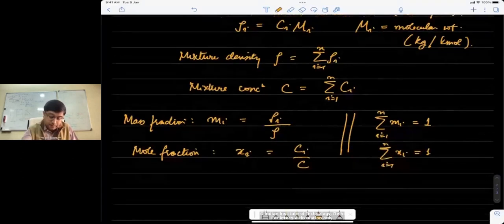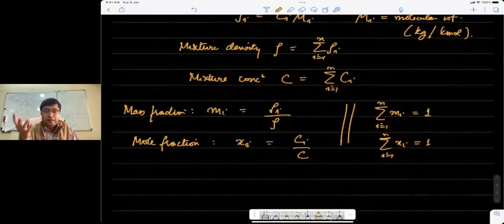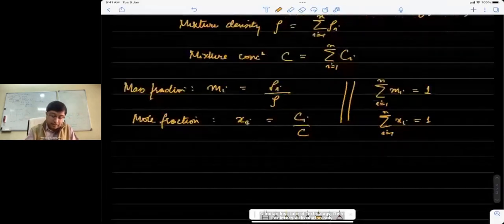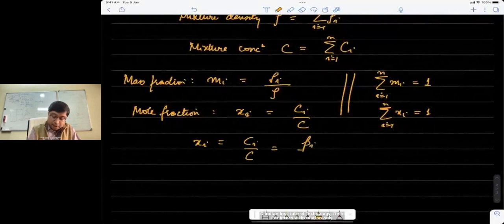Further, if we were dealing with a mixture of ideal gases, let me take the example of air. If I could say that air is a mixture of ideal gases, I could use Dalton's law of partial pressures and write that the mole fraction xi for that mixture, which, as I said, is a ratio of Ci by C, is the same as the partial pressure of the specific gas versus the total pressure of the gas.